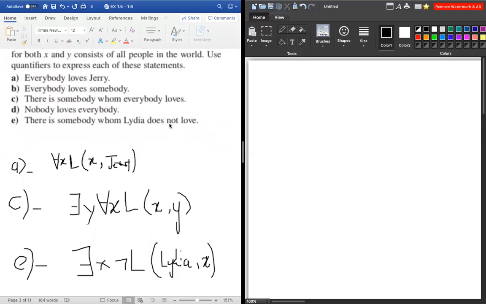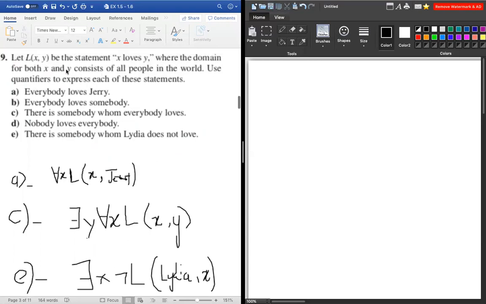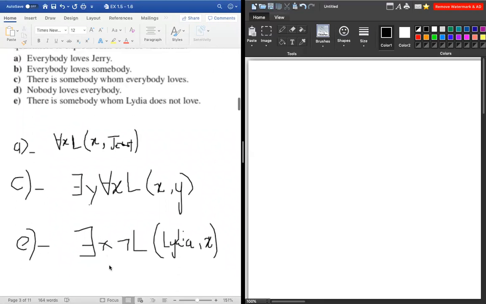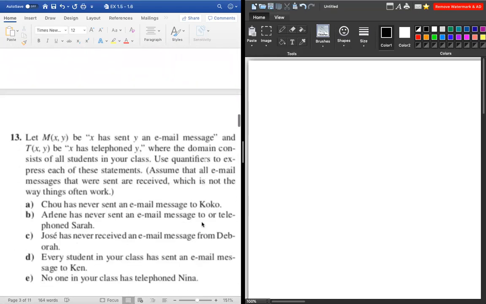Oh, Lydia does not love that person. Okay. So wasn't it supposed to be Y? Like there exists a Y? Well, here it doesn't really matter because the domain is the same, right? X and Y consist of all the people in the world. Okay, I can put Y here or here. All right, thanks. Okay, let's move on to the next one.